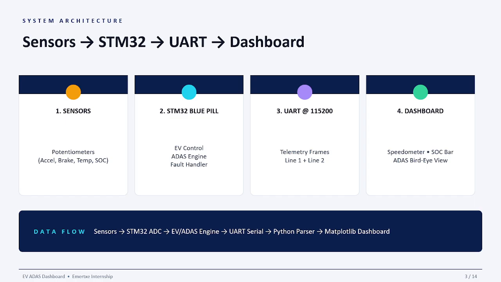The third stage is UART communication. Every 100 milliseconds, the STM32 sends two structured telemetry packets through UART operating at 115200 baud. The fourth stage is the Python dashboard. The Python application receives the UART packets, extracts all information, and displays it graphically using the Matplotlib library.